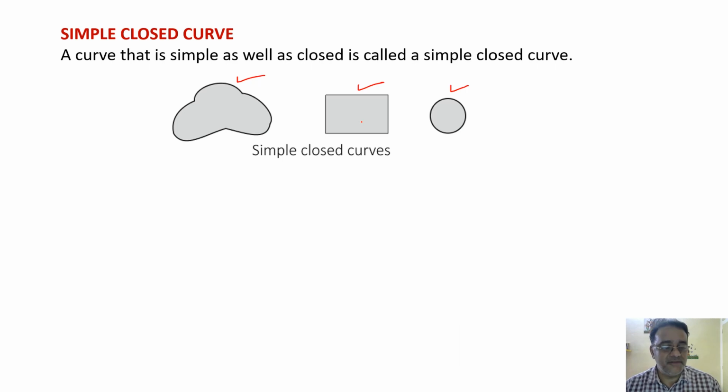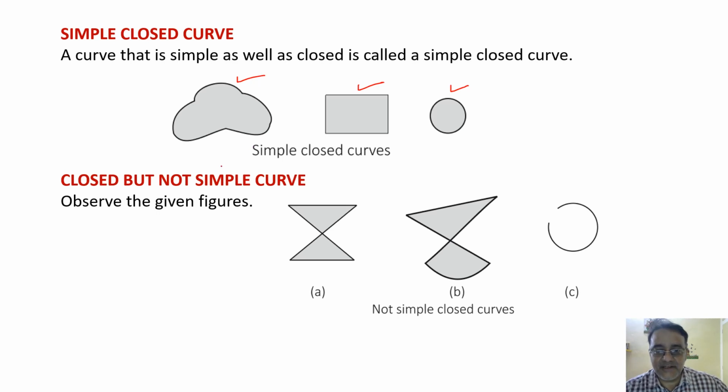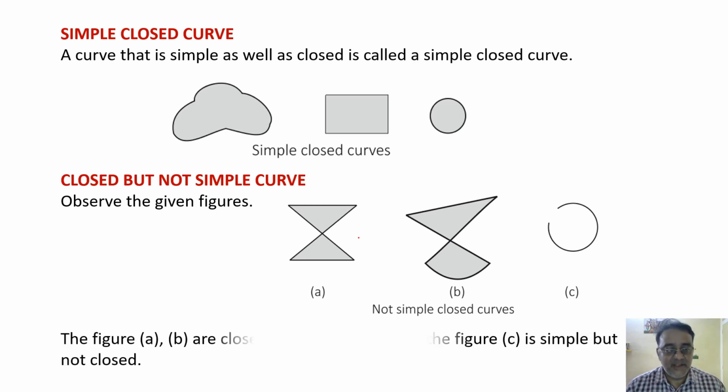Now next is closed but not simple curve. Observe these figures. See the first one, the second one, and the third one is not at all closed. These two are closed but not simple. Why, sir, those two? Sir, C is open. Right, C is an open curve. Why are these two not simple? Sir, they are intersecting. Right, because the lines are intersecting themselves. So figures A and B are closed but not simple, and figure C is simple but not closed, that is, open.